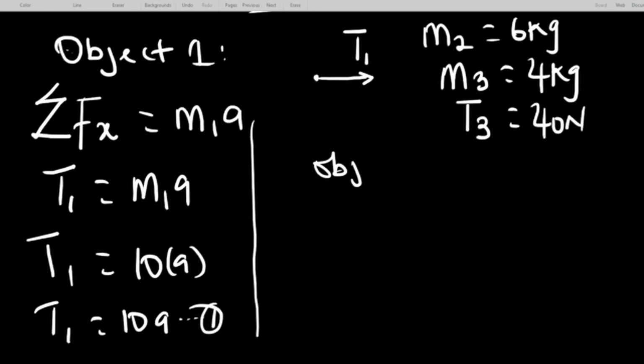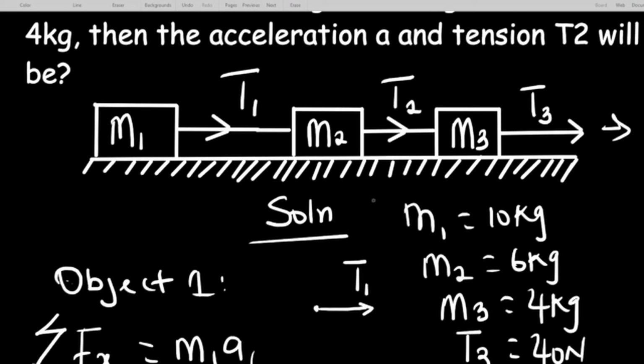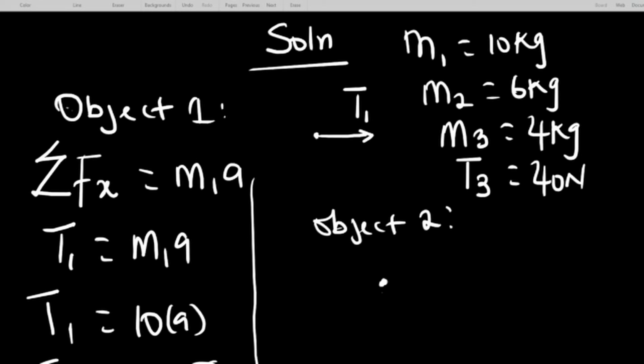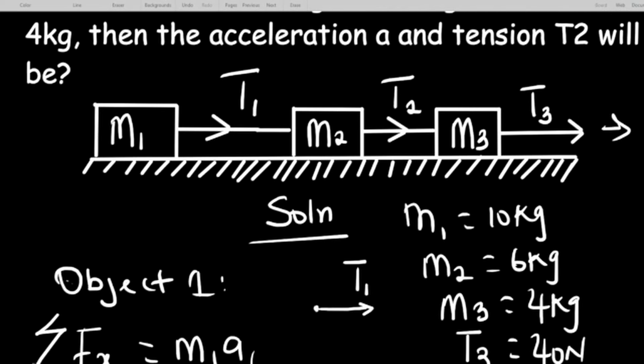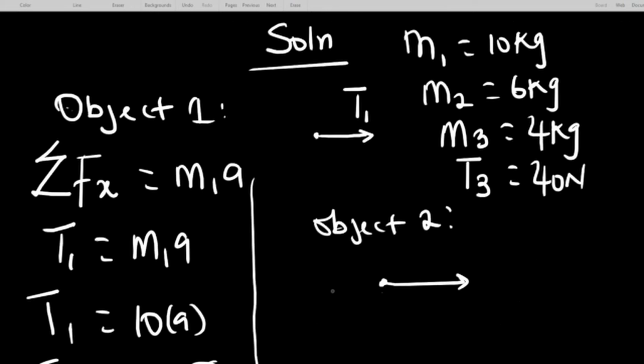So we say object 2. Now I'm also going to draw another dot here. Now looking at the second object, which is M2, we have M2 as a dot, and then you can see very closely here that T2 is pulling M2 to the right. This is T2 pulling to the right, and then between M1 and M2 you can also see that there is a string, or there is a tension force in between. So this force is actually opposing the motion.